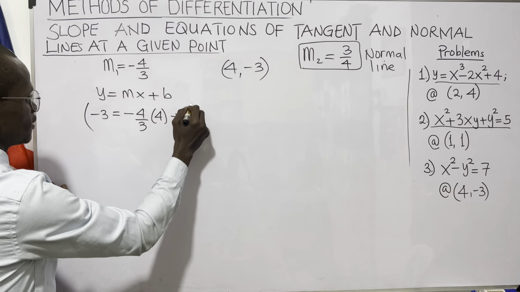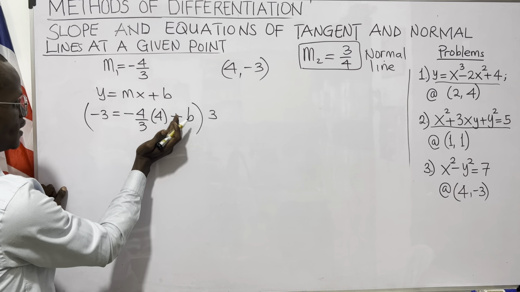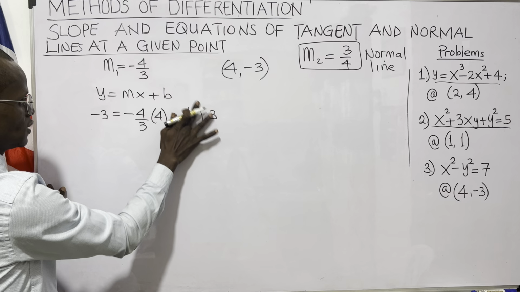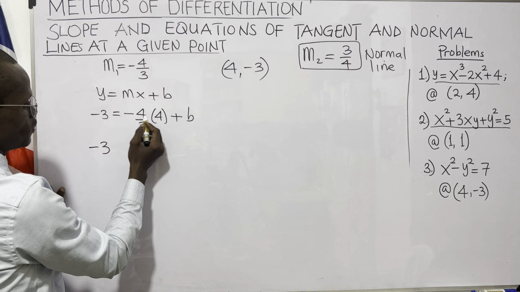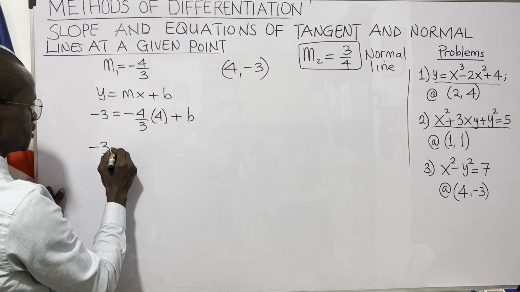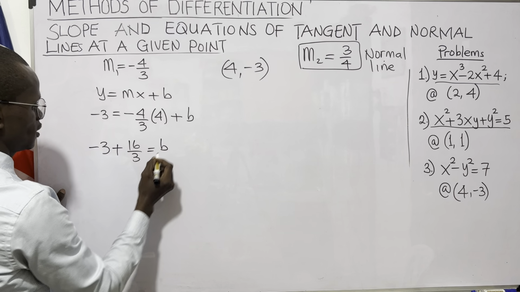So we can multiply all sides by 3 to get rid of this 3 down here. Or we just send this one across. Let's just do it that way. So we have minus 3, 4 times 4 is 16. 16 goes across. It becomes positive 16 over 3 equals b.